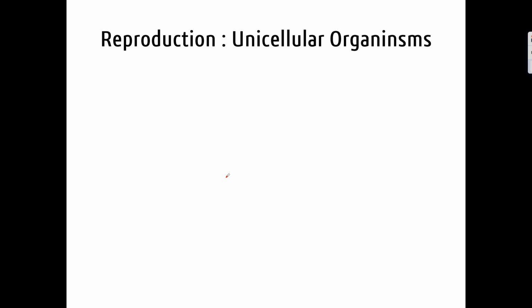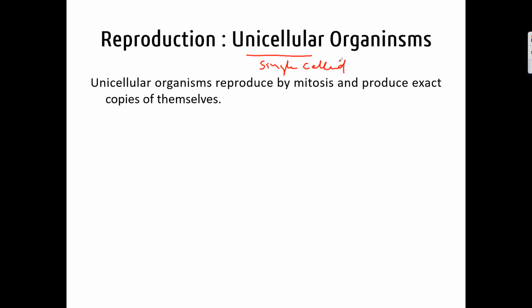So now let us talk about the reproduction in unicellular organisms. You already know what is meant by unicellular organisms. It means single-celled organisms. If you talk about the reproduction in single-cell organisms, they reproduce by a process called mitosis or simple division. The daughter cells formed are exactly the same as the parent.